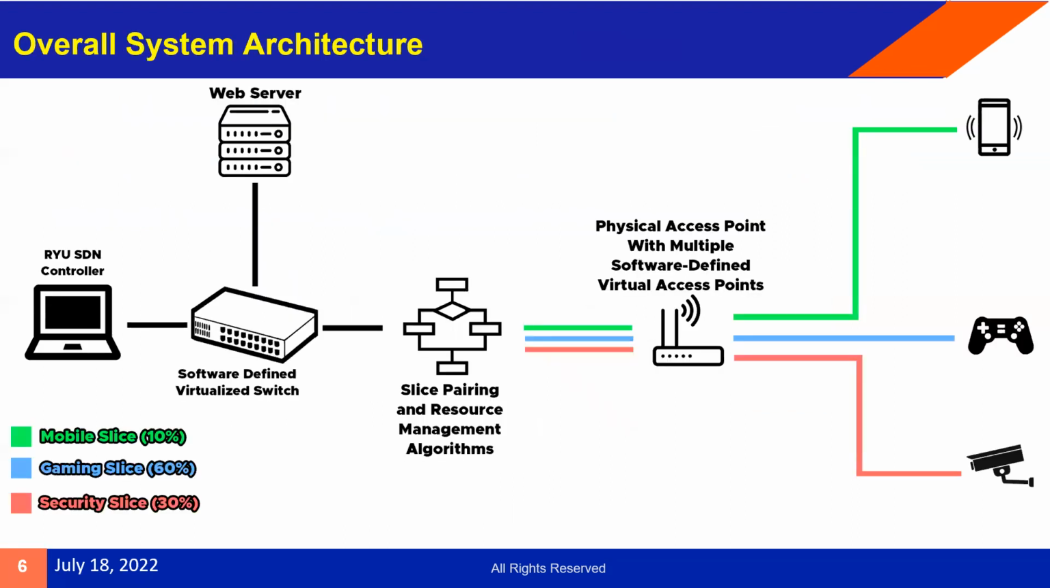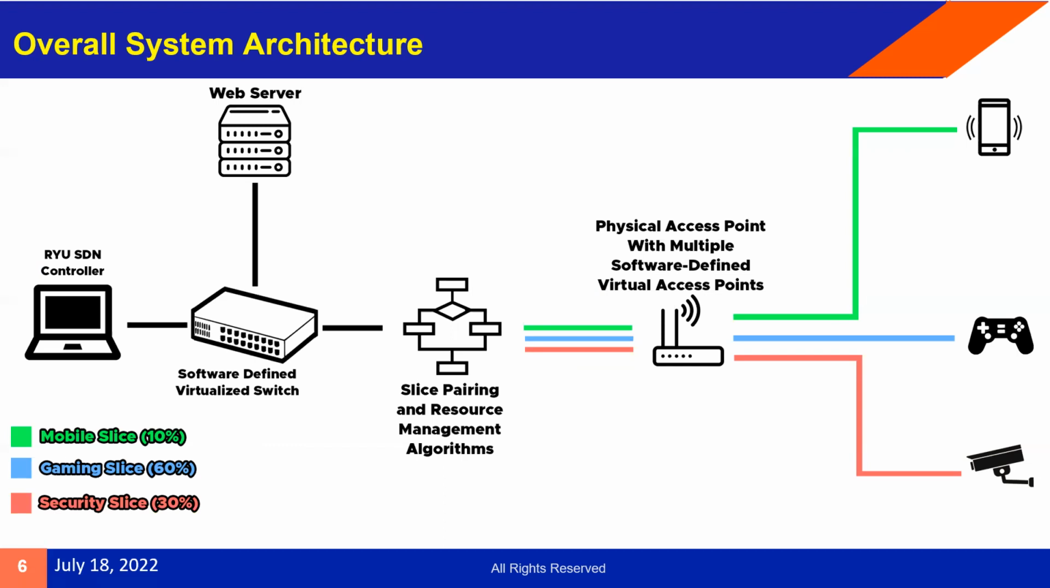So here's a simplified system architecture I created in Photoshop to help explain the overall concept and process. First, you have a software-defined virtualized switch being controlled, in this case by a Ryu SDN controller. When, say, something like a web server passes in data, it goes through the switch and into the slice pairing and resource management algorithms. Depending on the data, it'll be paired with the appropriate network slice and possibly cause resources to be reallocated depending on what's going on. Then that data gets passed into its respective network slice.